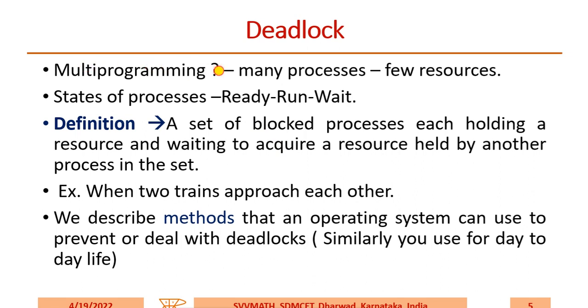When I say multi-programming, all of you know there is more than one program active in the system. Many processes are there, but I have only a few resources. States of the process, just now you have revised: ready, run, wait. What is the meaning of a deadlock? What is the definition? A set of blocked processes, each holding a resource and waiting to acquire a resource held by another process in the set. A very simple day-to-day example is when two trains approach each other; I can say deadlock has happened.